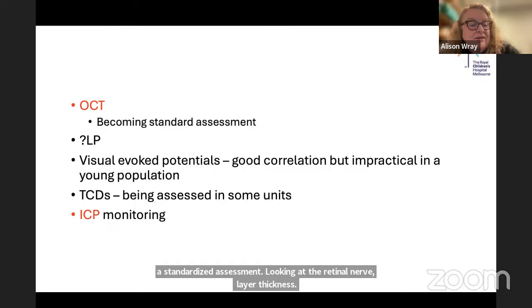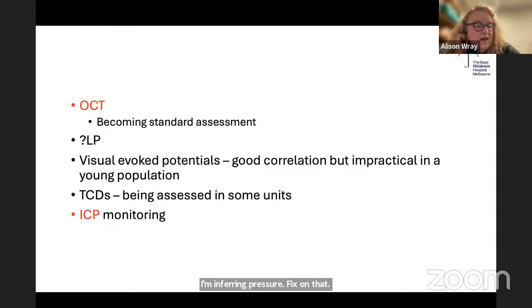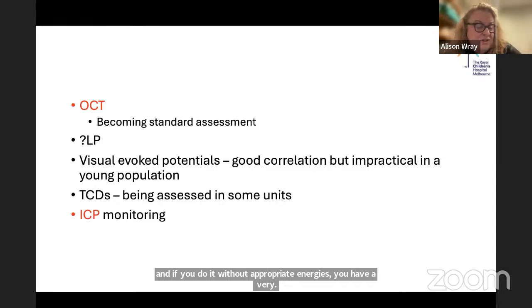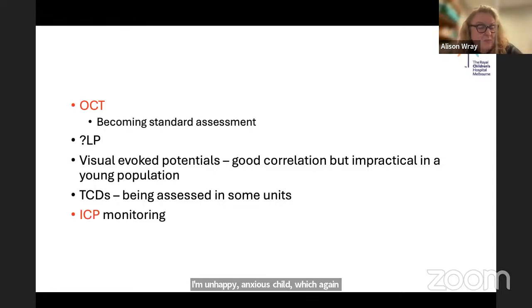Lumbar punctures I have never found to be particularly helpful, and there's always the argument as to whether, if you do it with sedation, you affect their respiration, which then in turn affects the intracranial pressures. If you do it with a light general anaesthesia, then likewise the anaesthetists usually run them with their CO2 a little bit higher, which again affects the pressures. And if you do it without appropriate analgesia, you have a very unhappy, anxious child, which again affects the pressures. So I haven't found lumbar punctures as single measures to be that helpful.